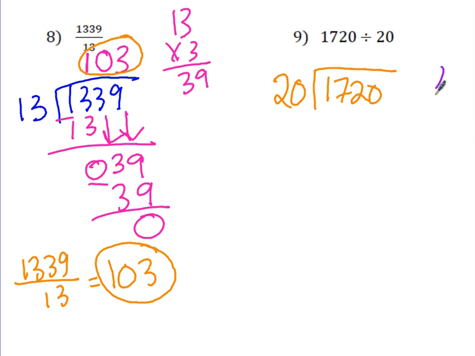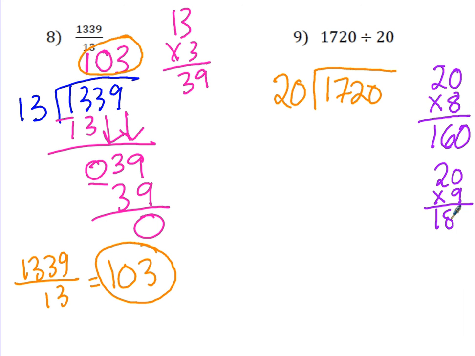Well, let's try 20 times 8. If I do this, 20 times 8, I get 160. Might be close. Let's see. What about 20 times 9? Well, 20 times 9 is 180. That's too big. So I'm going to use 8 here. So I'm going to put 8. 20 times 8 is 160. So we subtract 172 minus 160, and we get 12.